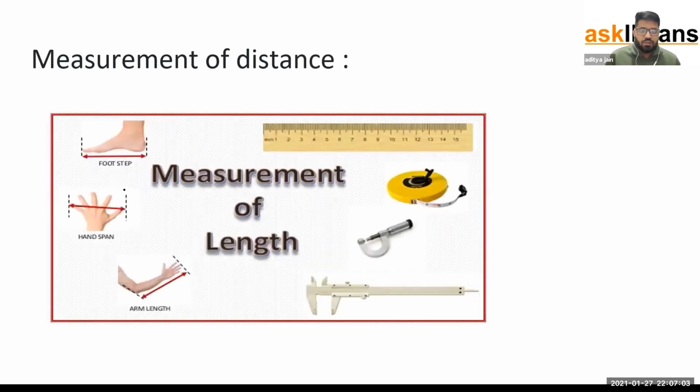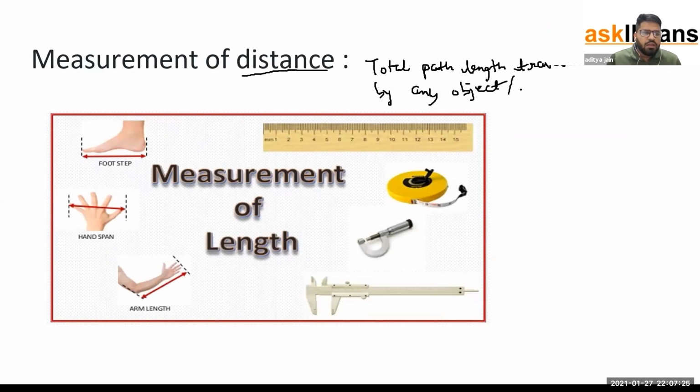First, measurement of distance. Distance, as we have already seen, is the total path length traveled by any object or any body. In distance, what we are concerned with is basically the path length.